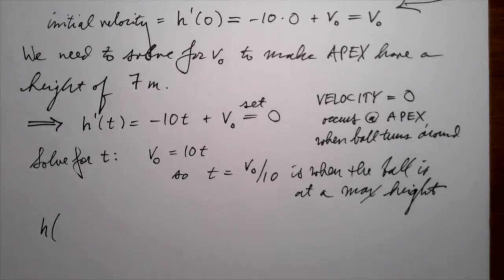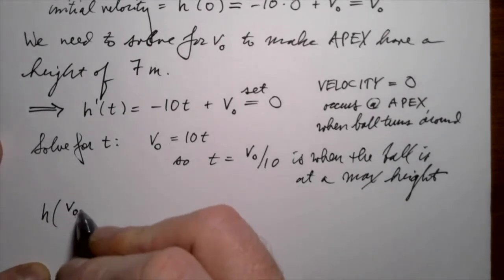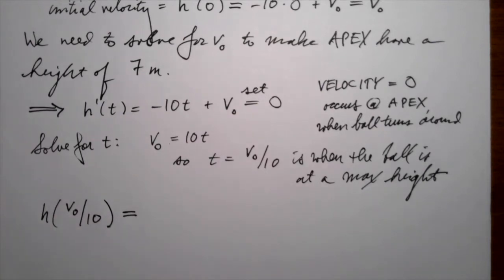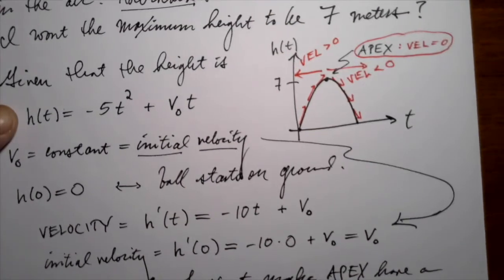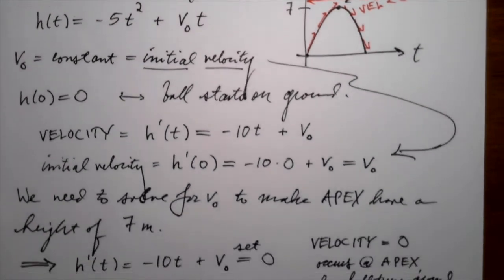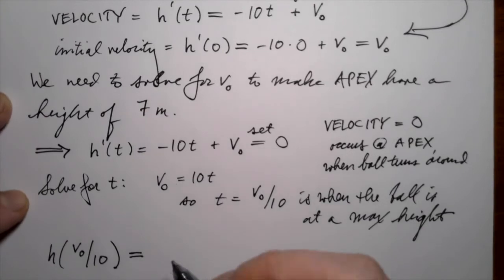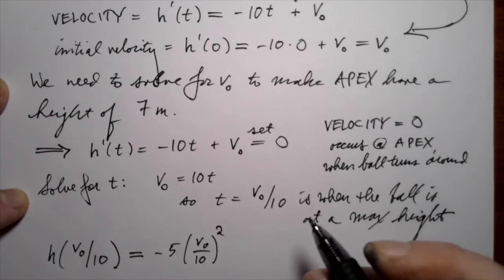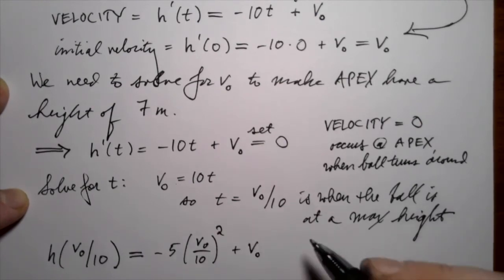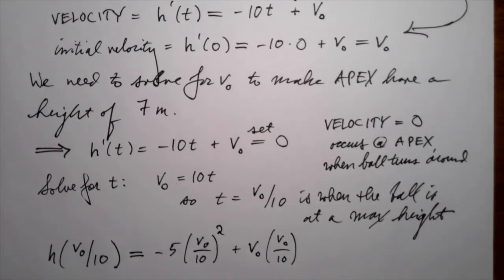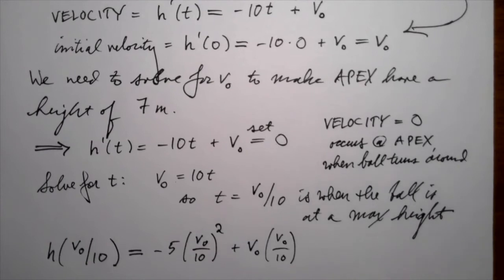Well, let's plug it in not to the velocity now, but to the original height function. I'm going to plug in that special t value, the max height t value, into the original function. Remember, the function here is minus 5t squared plus v0 t. So I'm going to plug in v0 over 10 into that function. We get minus 5 times (v0 over 10) squared plus v0 times t. t is v0 over 10. Very good. What is that? That's the height at the apex.